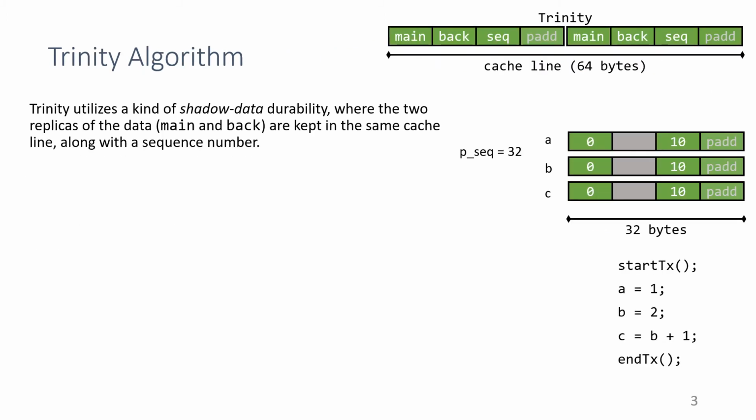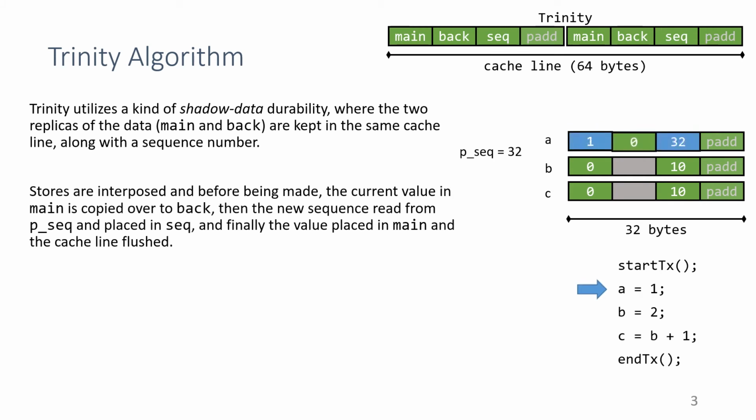Now let's talk about Trinity, which is the algorithm that we show in the paper. Trinity utilizes a kind of shadow data durability where two replicas of the data are kept in the same cache line. We call them main and back. We also keep metadata, which is just a 64-bit sequence number. There's also one single word which we call PSEC, which is global metadata, and it's just the sequence number of the last committed transaction.